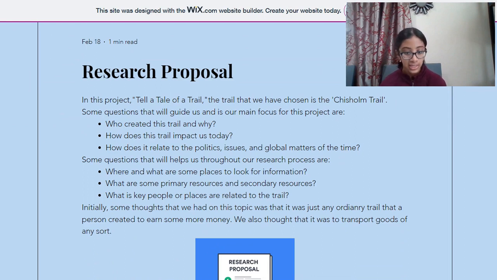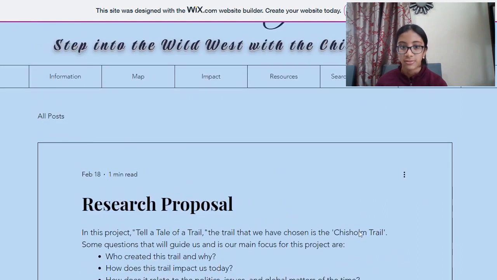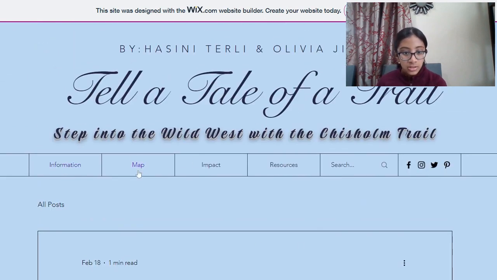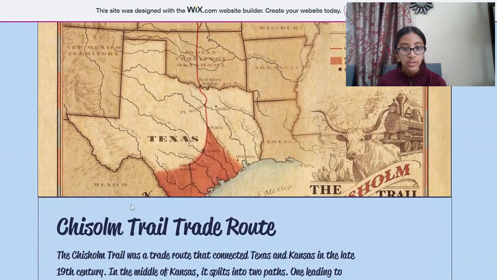Initially, some thoughts that we had on this topic were that it was just an ordinary trail that a person created to earn some more cash. And we also thought it was just to transport goods of any sort. We were really very wrong. So let's go ahead and take a look at the map real quick.